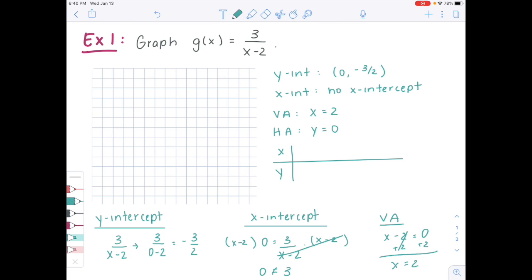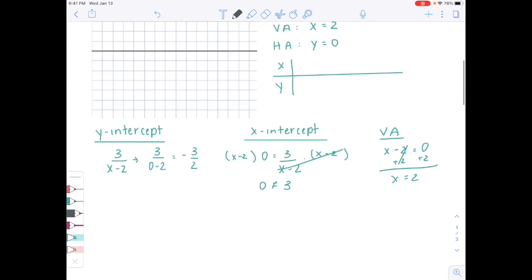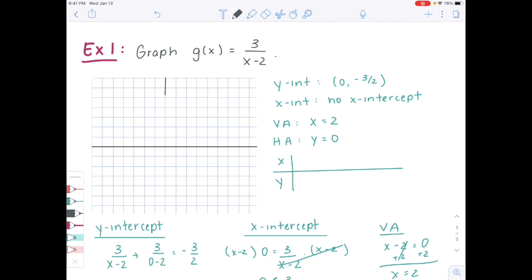Then I want to find a couple other points so that I know what I'm doing. But before I find those other points, I'm going to graph the things I know. So I'm going to draw in my x-axis and my y-axis. I'm going to put in my asymptotes. My vertical asymptote is at x equals 2, so my vertical asymptote goes through here. My horizontal asymptote is at y equals 0.